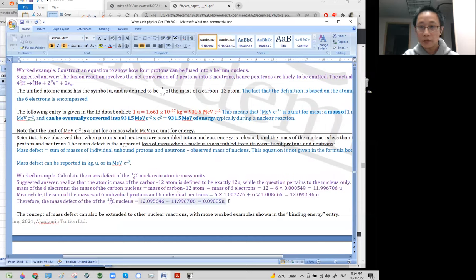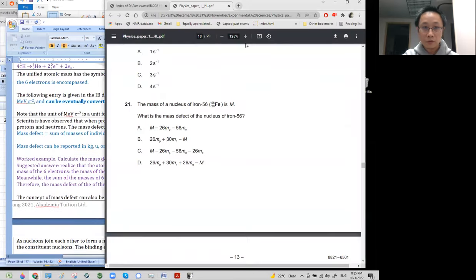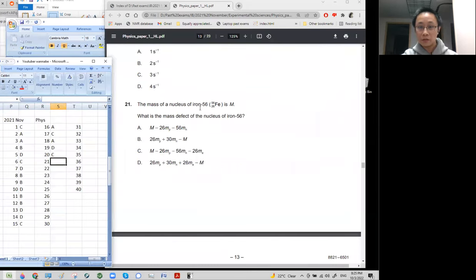So the mass defect is equal to the sum of the mass of the nuclear content. We'll just move on, because the mass that is given is the nuclear mass and not the atomic mass, unlike the other worked example that I have. So I just choose B. Hope it's correct.